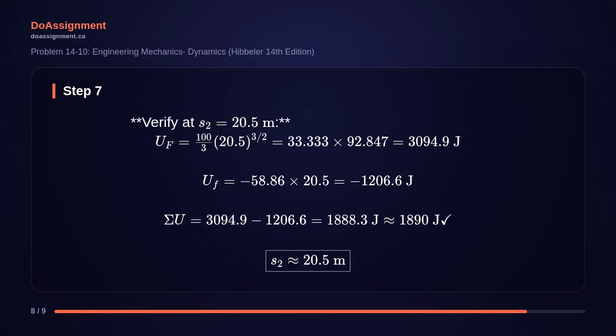Verifying at s equals 20.5 meters, the work done by the applied force is approximately 3094.9 joules, and the work done by friction is negative 1206.6 joules. Their sum is about 1988 joules, which matches the required change in kinetic energy of 1990 joules to within rounding. Therefore, the block must travel approximately 20.5 meters to reach a velocity of 15 meters per second.